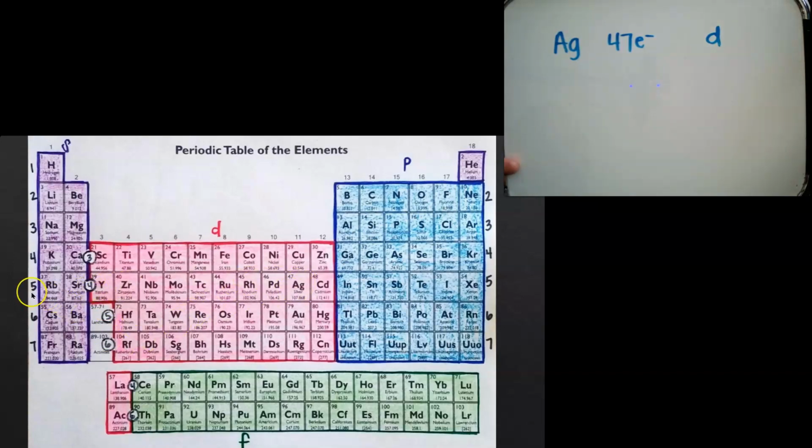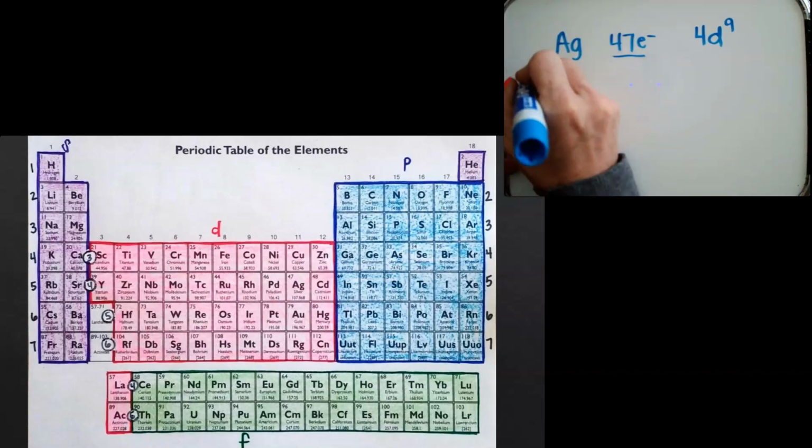It is going to be 4D, because it's in the 5th period. And remember, that means we're going to go 5s and then 4D. And the last thing I know is that silver, the exponent or the superscript, if we start counting here, 1, 2, 3, 4, 5, 6, 7, 8, 9. 4D9 is where silver is going to end. So now when I'm doing its electron configuration, I can move much quicker to get up to 47 electrons. I don't have to keep counting. I can just move forward up to 47 electrons. So let's go ahead and try that.